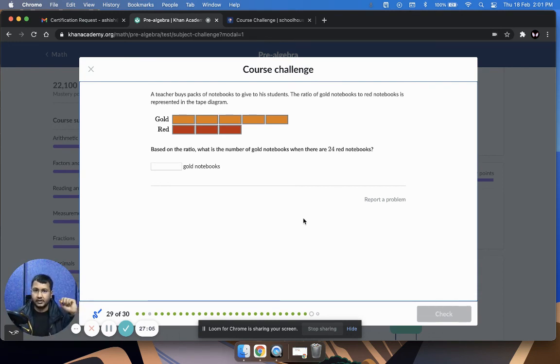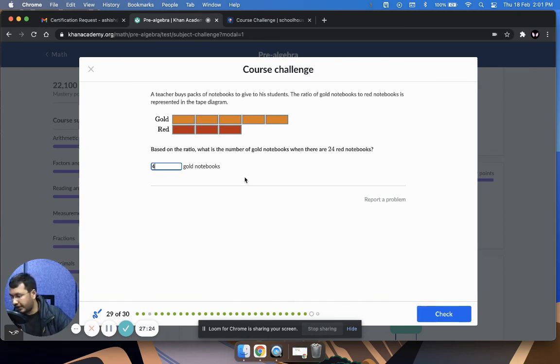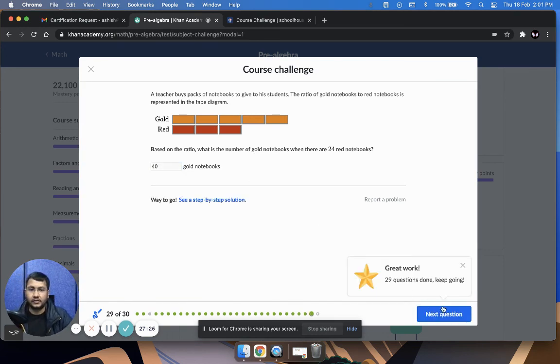So 3 reds and 5 golds. 6 red means 10 golds, you're doubling it. 9 reds means 15 golds, you're tripling it. And using the same logic, if you multiply the number of red notebooks by 8, you get 24. So you'll multiply the gold notebooks by 8 as well. 5 times 8 is 40. You'll get 40 gold notebooks.